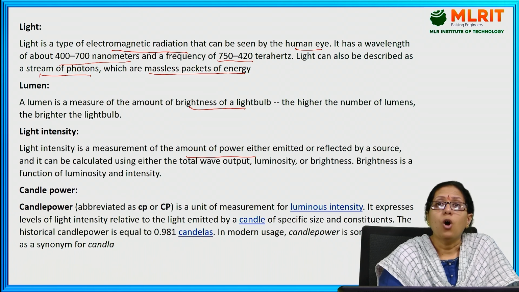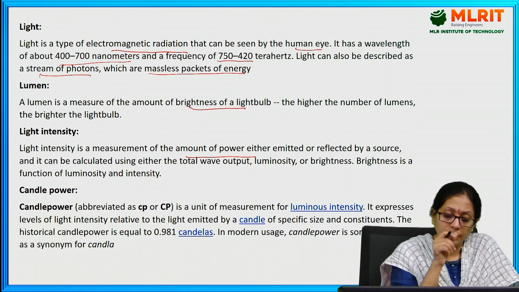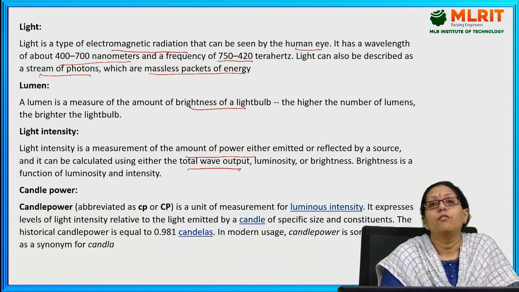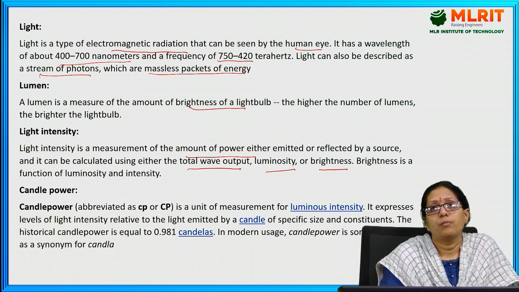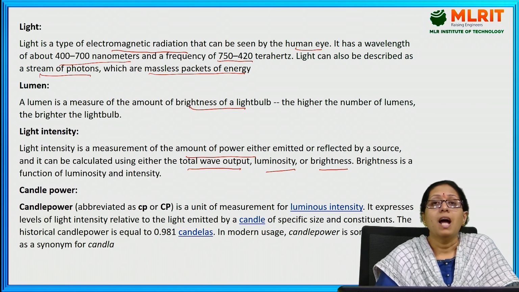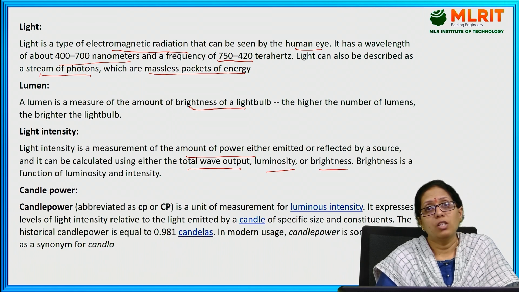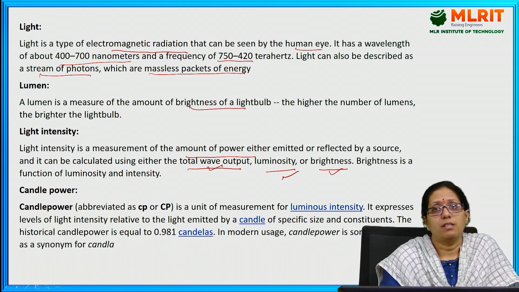Either emitted or reflected by a source, and it can be calculated using total wave output, luminosity or brightness. Light intensity is the measure of the amount of power either emitted or reflected by a source, and it can be measured or calculated using either the total wave output, luminosity or brightness.